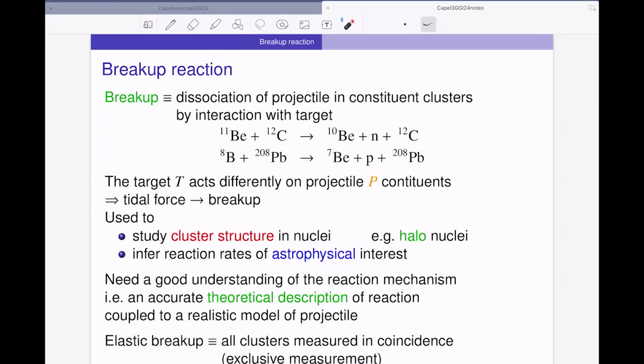So just to emphasize what I said this morning, I'm looking here at the elastic breakup, so all the clusters are measured in coincidence. This is what we call an exclusive measurement. So you measure the core, you measure the neutron in coincidence, sometimes even the gamma in coincidence. You don't do any other approximation. So it's not a knockout reaction, where these particles here would not be measured. That would be a knockout reaction.